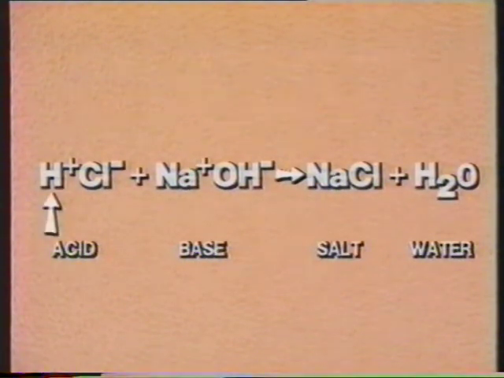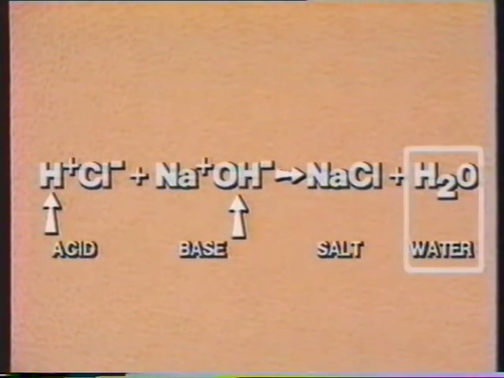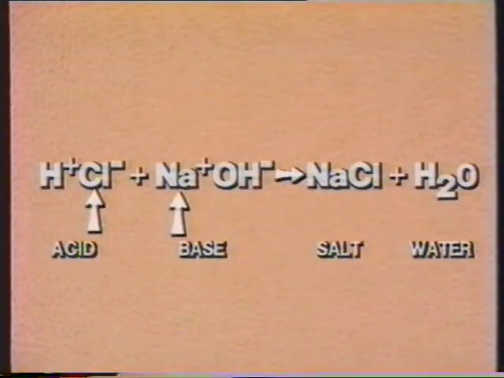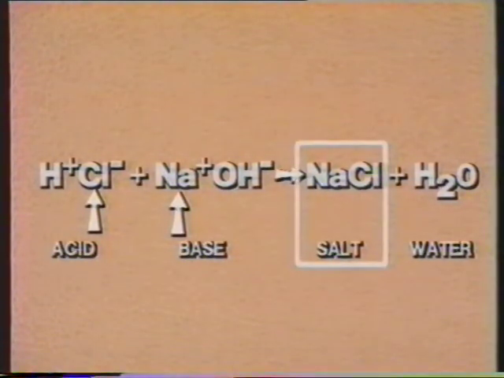Let's look at what happens in a neutralization reaction between hydrochloric acid and sodium hydroxide. During the reaction, the hydrochloric acid releases hydrogen ions, and the sodium hydroxide releases hydroxyl ions. The hydrogen ions react with the hydroxyl ions to form water. But also during the reaction, the chloride ions and sodium ions combine to form a salt, sodium chloride.